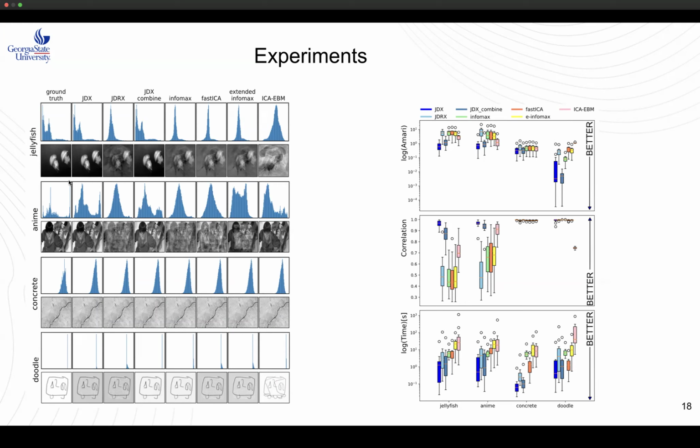But still, let's start from the jellyfish. You can see the separation quality of GDX and the combined result is nearly perfect, like the ground truth. But all the other methods are messed up, because GDX is kind of an ICA algorithm. If you push them to be uncorrelated, you cannot separate some components. They are highly correlated to each other.